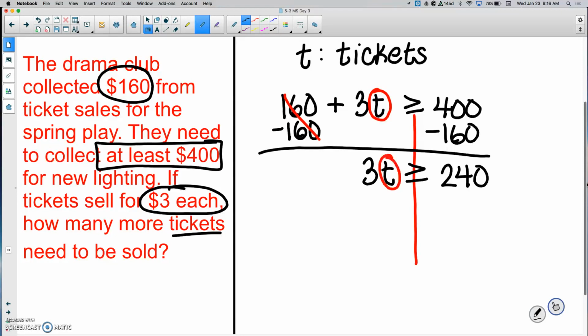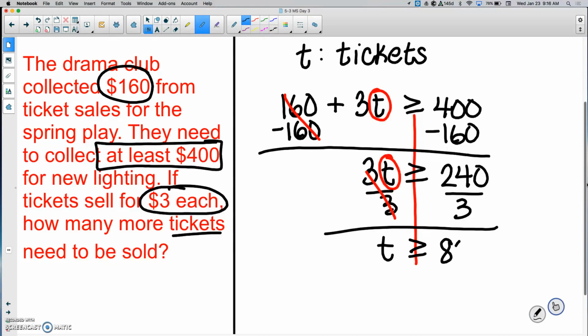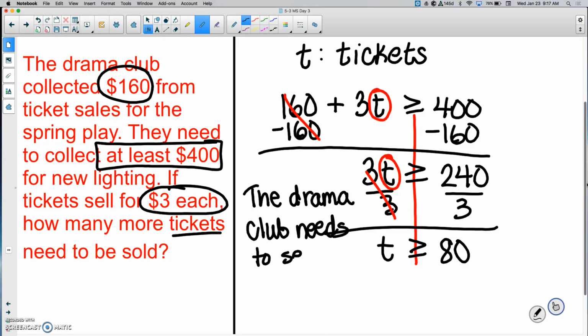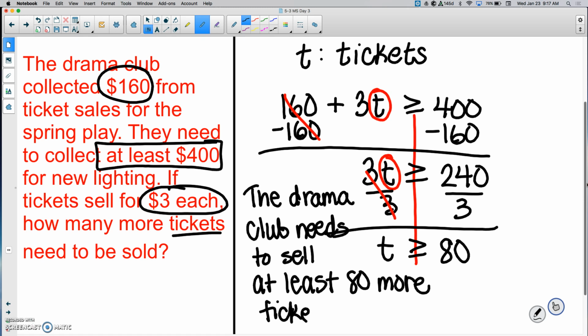And then if I divide both sides by 3, 240 divided by 3 is 80. So how many more tickets need to be sold? The Drama Club needs to sell at least 80 more tickets for new lighting.